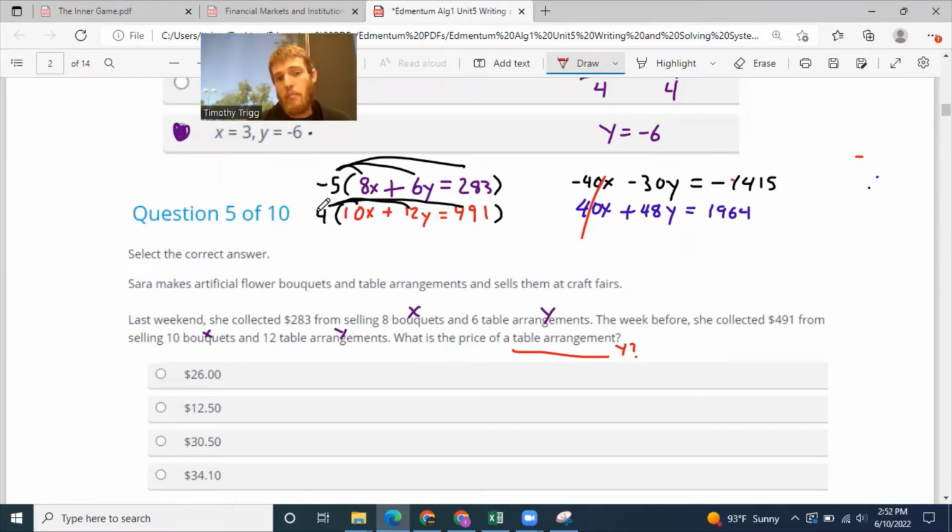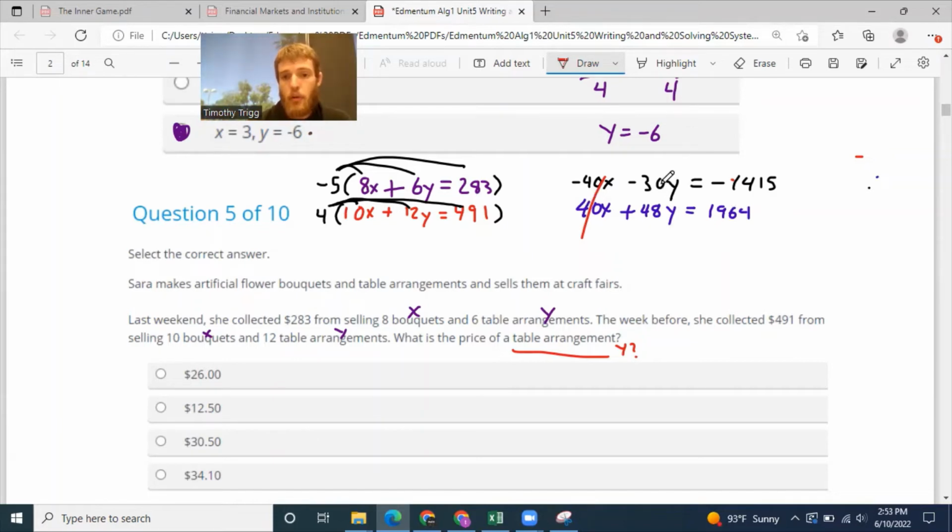Could you have chosen the bottom one to be negative and the top one to be positive? Well, yeah, that would have worked as well. That method would have also worked just as much. So it's just your choice, as long as one of them is negative and one of them is positive, so when you add the two equations together, they will eliminate one of the variables.